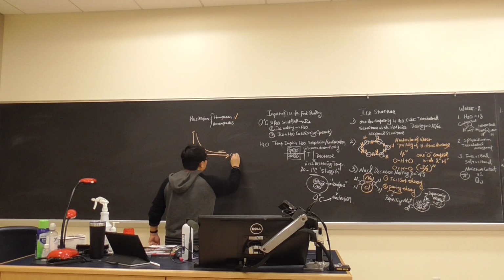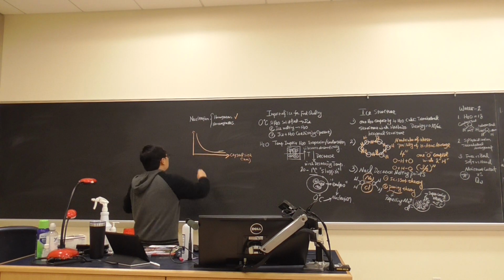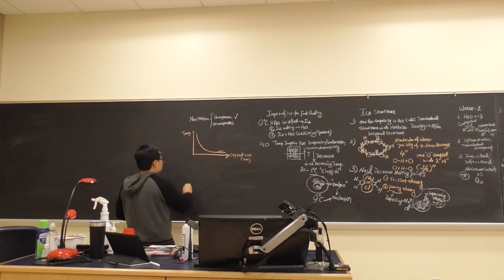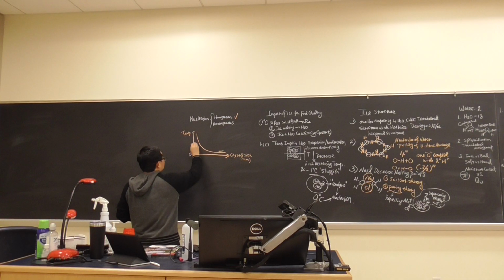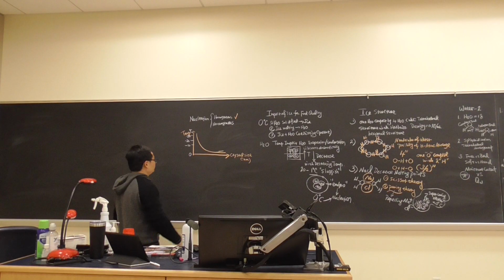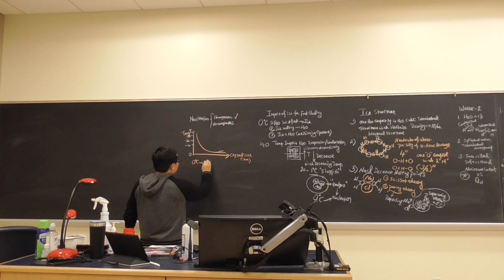X-axis, crystal size. You can say nanometer. Y-axis, temperature. What's the temperature range? 0 degrees Celsius, minus 10, minus 20, minus 30. That's degrees Celsius. So what happened? If it's at 0 degrees Celsius, the nucleation will happen.